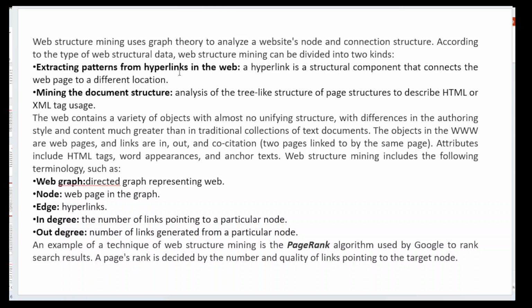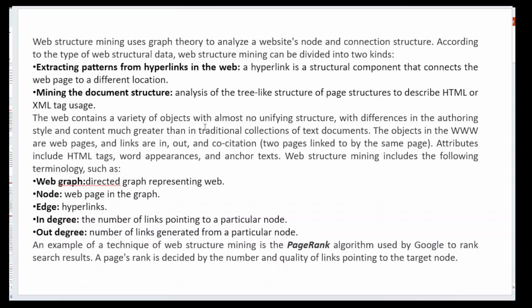What type of patterns can I extract from the structural components? That means, based upon the hyperlinks, what are the patterns that are used by the customer in order to point to some particular location, or in order to point to some particular product? So that we are going to identify from the hyperlinks here. Otherwise, the second approach is mining the document structure. Usually your document structure is a tree-like structure which will describe the HTML, and the XML tags can be used here.